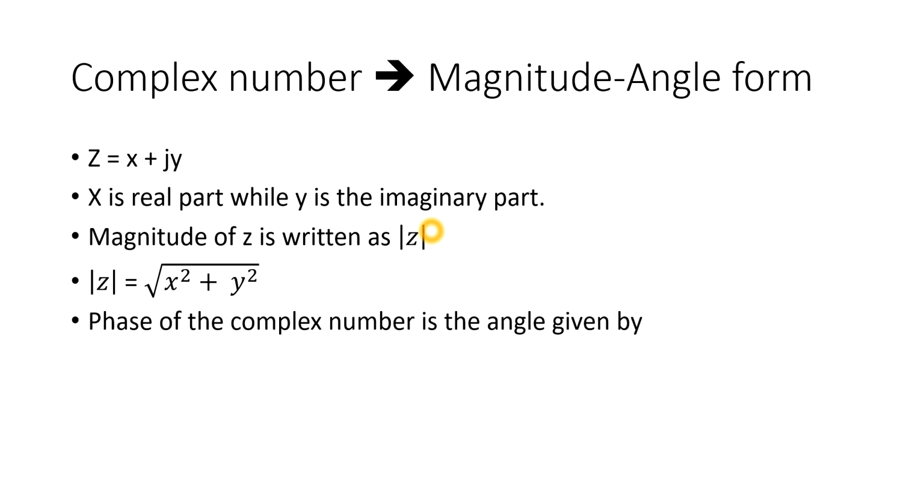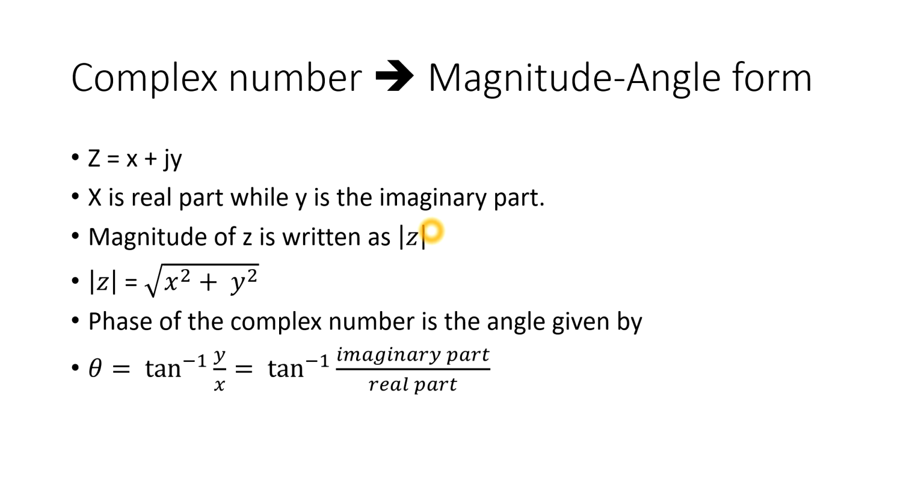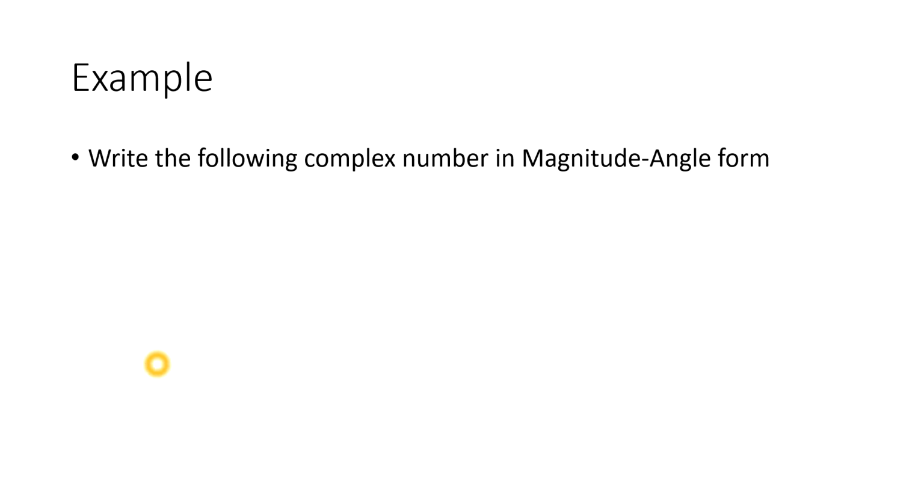So if that's the amplitude or the magnitude, how can we write the angle or the phase of the complex number? It's given by the inverse of the tangent of the imaginary part divided by the real part. So if we have a complex number in amplitude-phase form, the amplitude is given by this formula, and the phase is given by that formula.